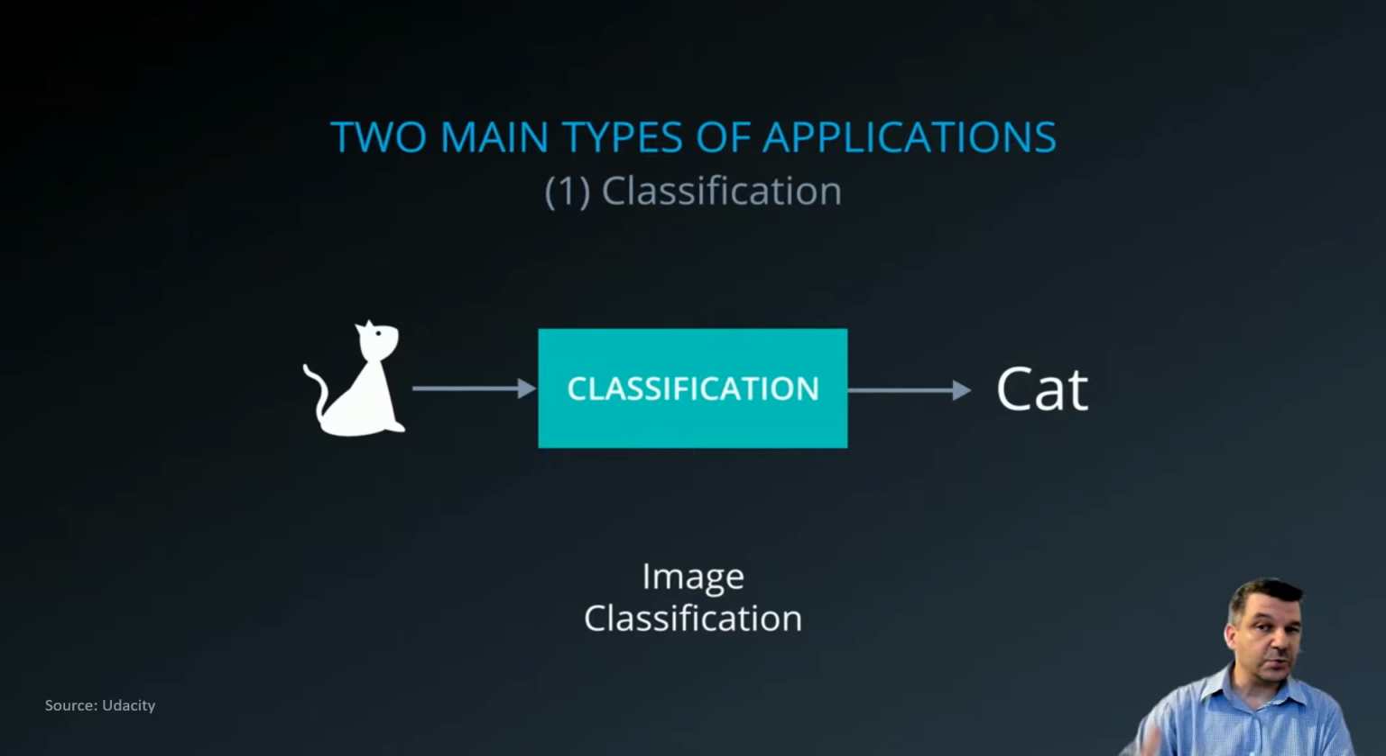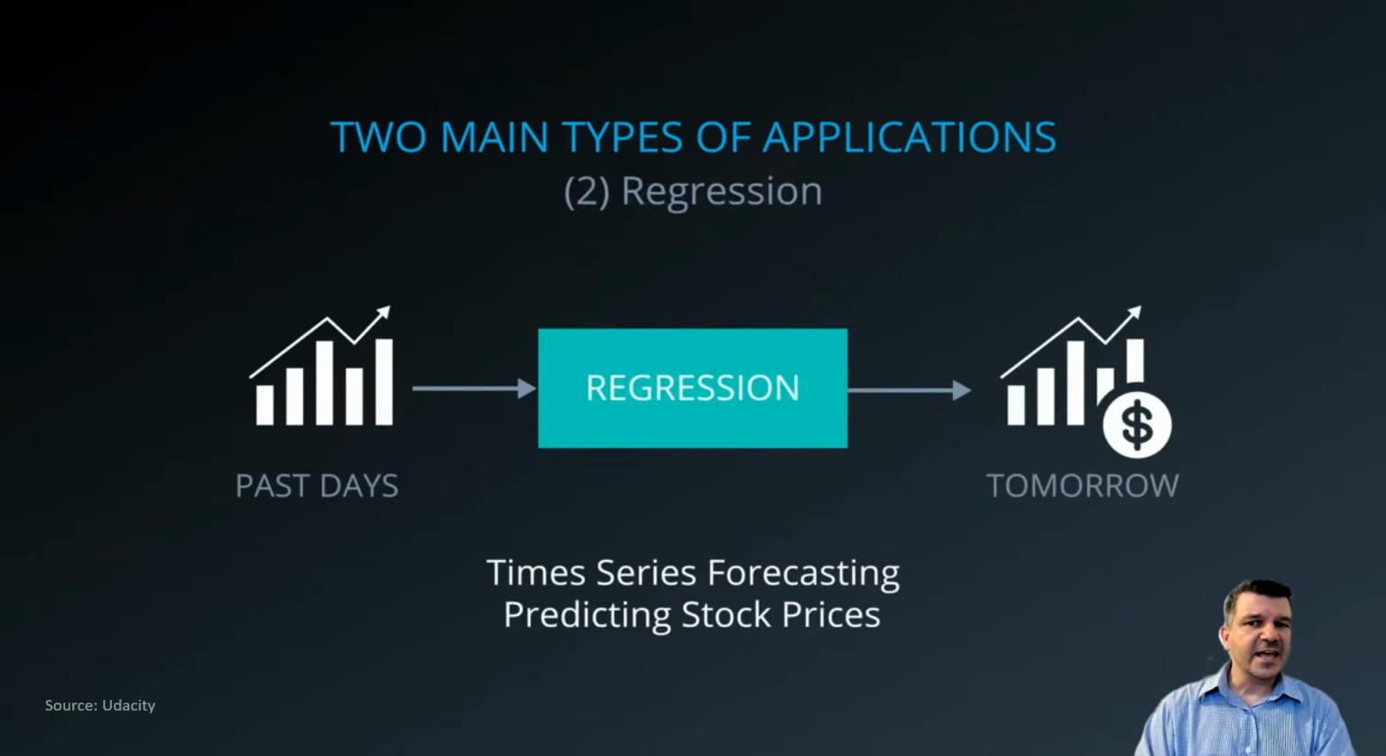Now, when it comes to regression, the approach is somewhat different. In this case, let's say we provide the neural network with past days of stock exchange data, and now the neural network will try to come up with the best possible prediction for tomorrow's stock exchange. So here we don't have a probability, we have an actual value of what tomorrow's stock exchange will be. Okay, so this is regression.